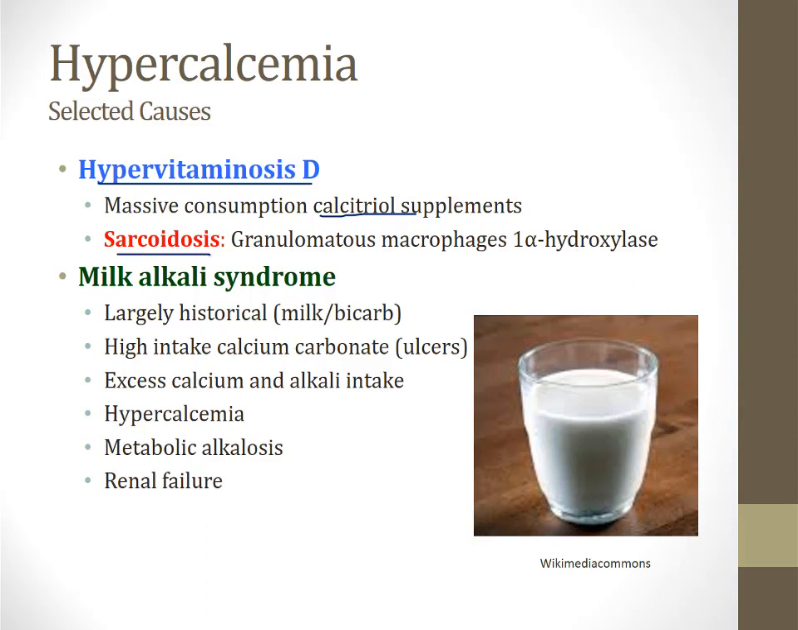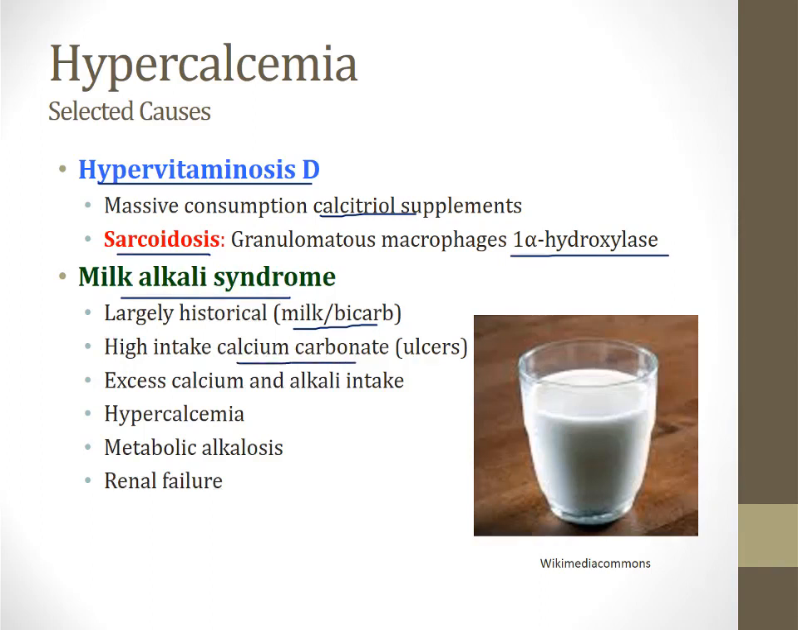That's because granulomas have macrophages with the 1-alpha hydroxylase enzyme, which activates vitamin D. So this can go on to lead to elevated activity of vitamin D. And then the milk alkali syndrome is a largely historical cause of hypercalcemia when years ago patients would drink milk and take sodium bicarbonate to treat their peptic ulcers. This can also be seen sometimes among patients taking high levels of calcium carbonate to treat ulcers.